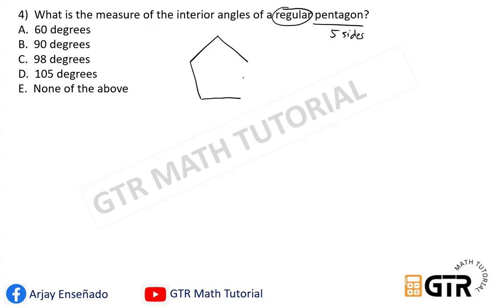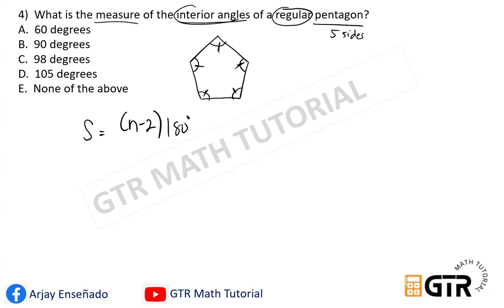So let's say this is the regular pentagon. We are looking for the measure of the interior angles. These are the interior angles. Since this is a regular pentagon, the interior angles are all equal or congruent. We will use the formula for the sum of interior angles of any polygon: n minus 2 times 180 degrees, where n is the number of sides. That is the sum of the interior angles.